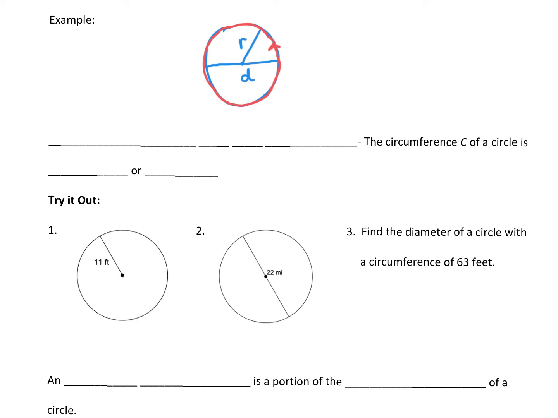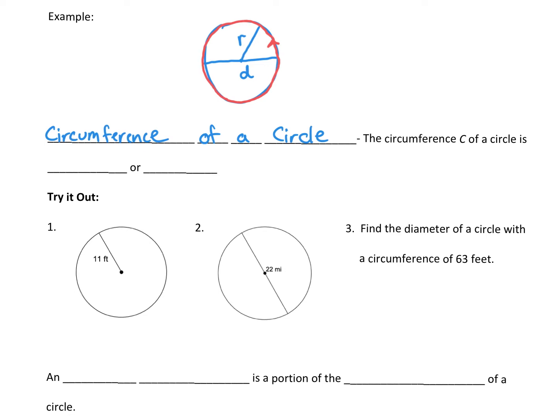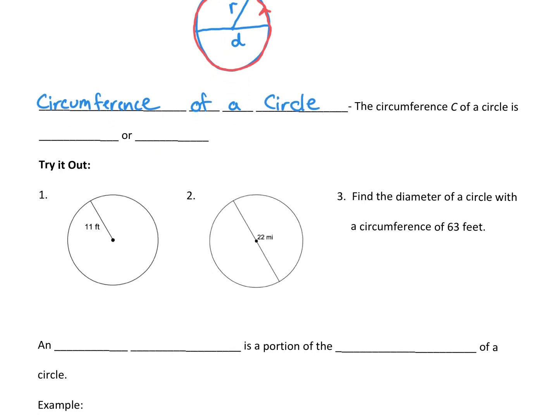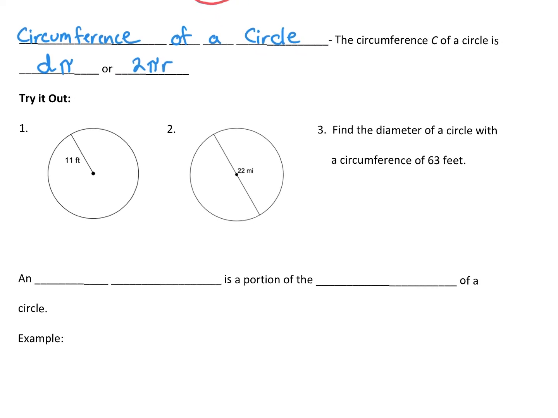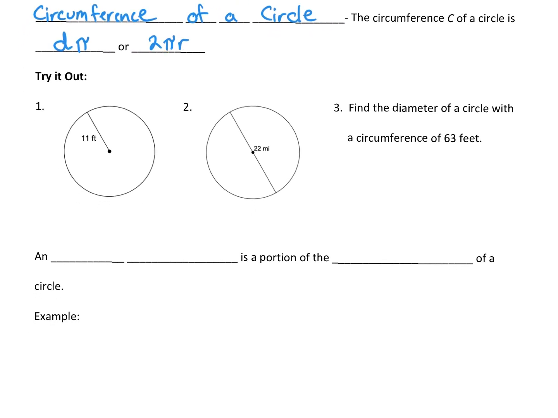So to find the circumference of a circle, we either multiply the diameter times pi, or it's 2 pi r, or twice the radius times pi, or 2r pi, or I usually say 2 pi r. So let's try this out.